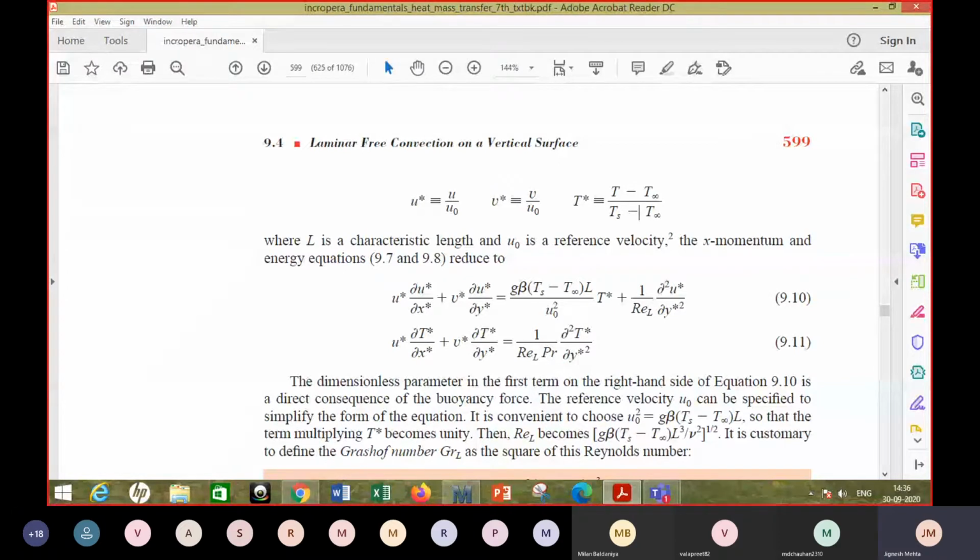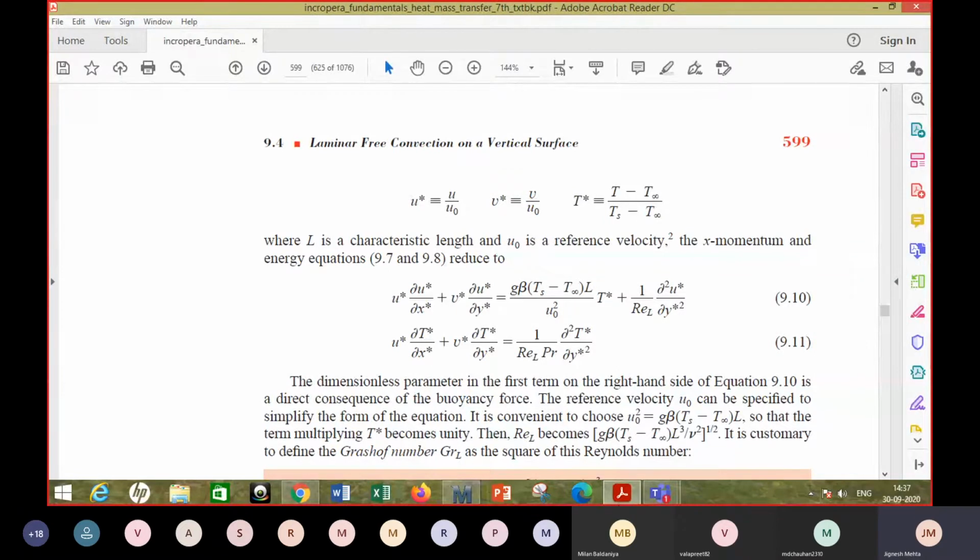We are talking about a hot plate put in a vertical orientation in a quiescent medium, and here the vertical direction is taken as the x direction. So the x momentum equation in non-dimensionalized form and the energy equation are shown by equations 9.10 and 9.11. And you can see the presence of the Reynolds number and Prandtl number in these equations.